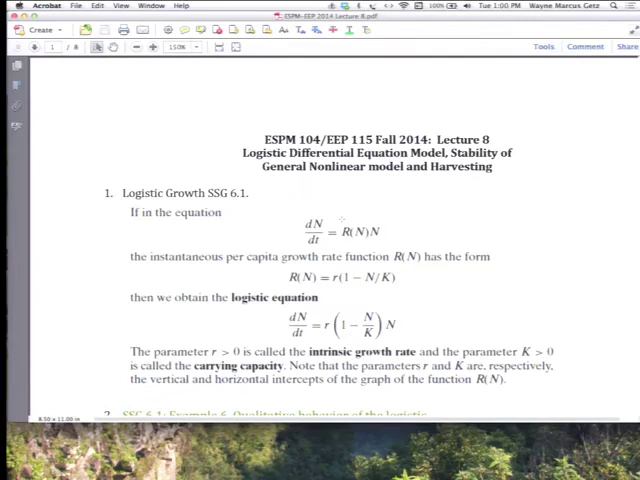You can also show that if you start out, let's say over here, above, if n0 starts above k, what is the right-hand side? Well, it turns out that you're now in this region, and this curve is below the line, so it's negative. So if you start out above k, then the population declines.